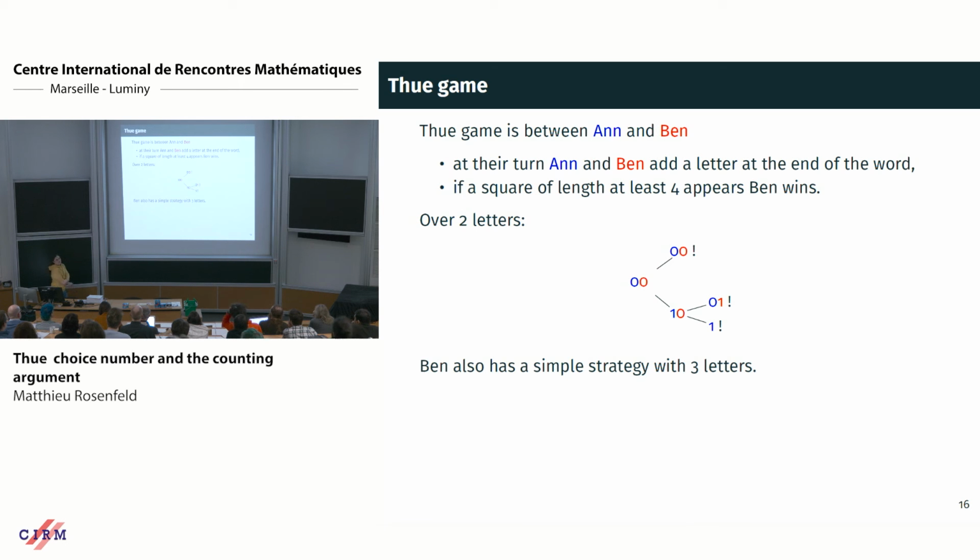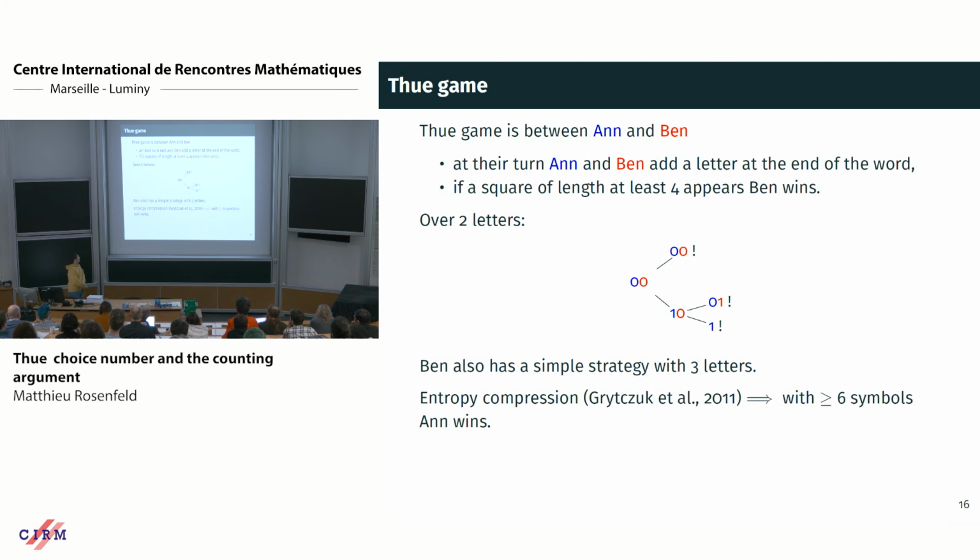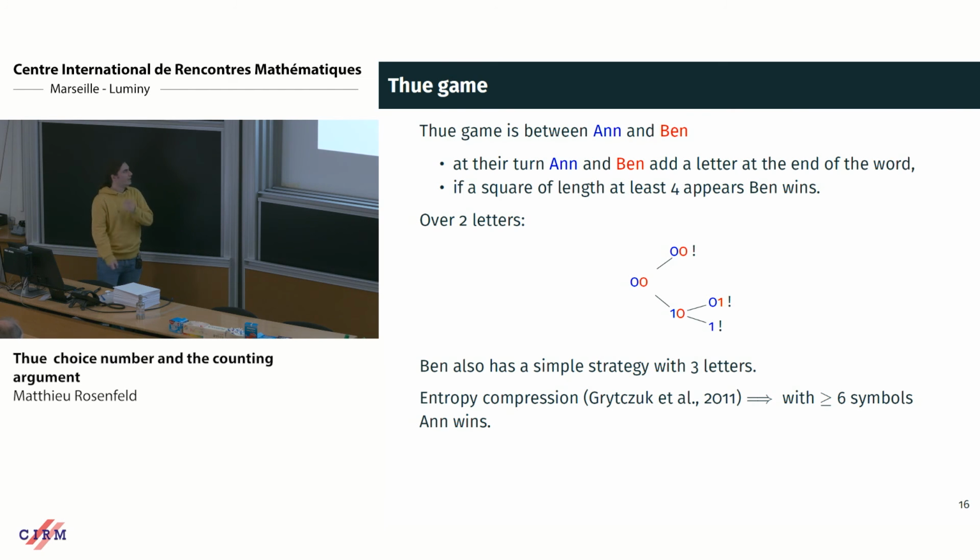If you look at it over 3 letters, I think you can do it by hand. The tree is slightly larger, but you can do it by hand, drawing this kind of tree and checking that Ben also has a simple strategy with 3 letters. And using this technique called entropy compression, Grytczuk and some of his co-authors proved that, in fact, if there are at least 6 letters, then Anne wins, which is not obvious, I think, right?